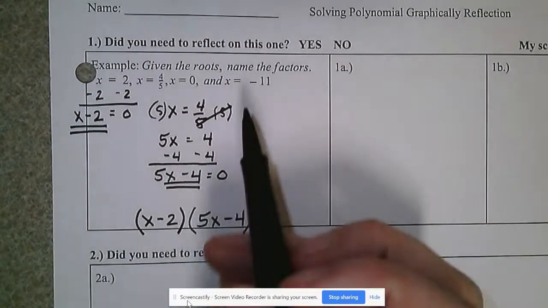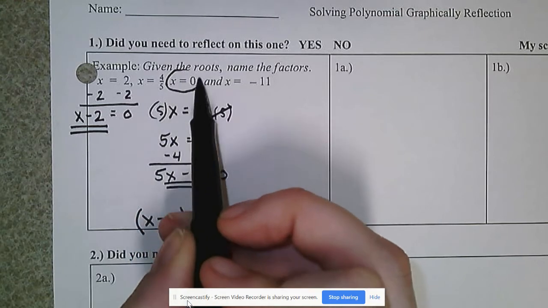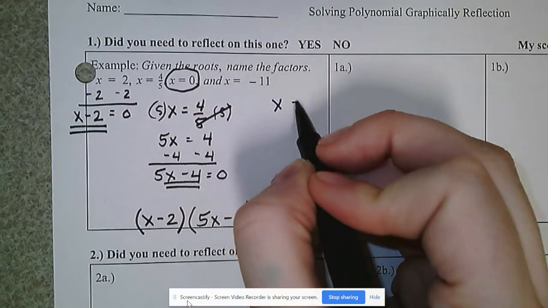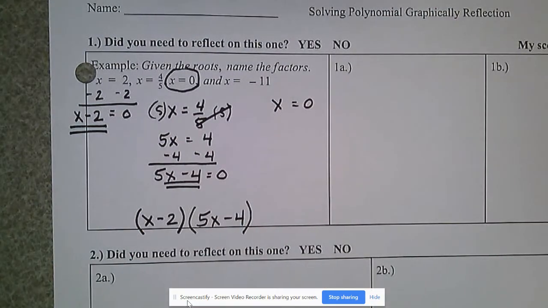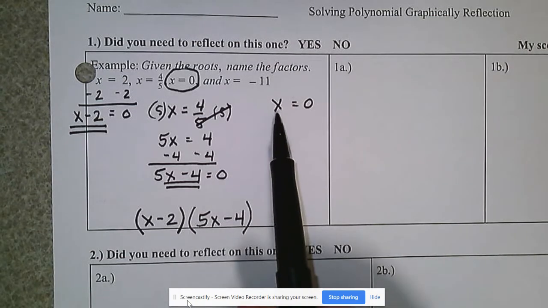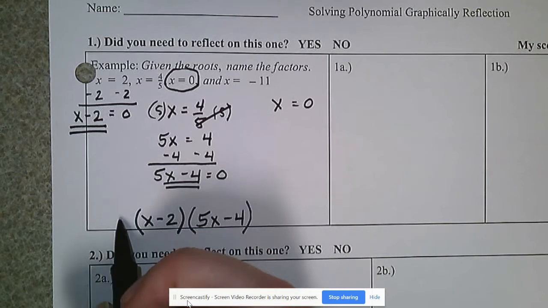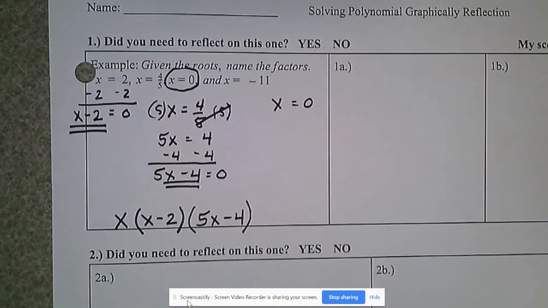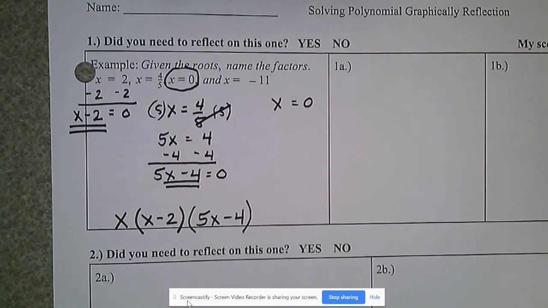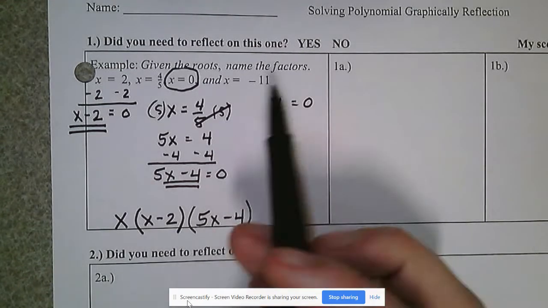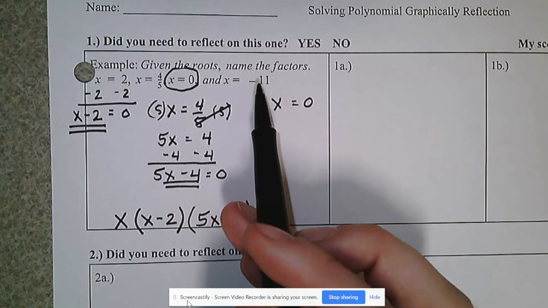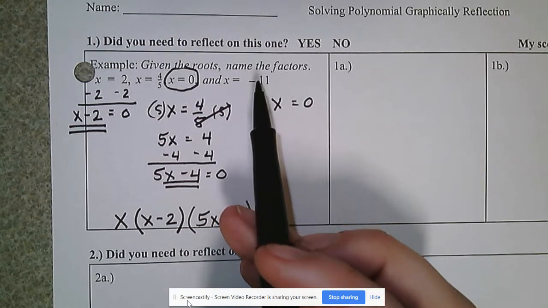Okay, the next one again is a little bit different. I have x equals 0. Well, there's nothing to move because x already equals 0. So this is a factor in and of itself. The only thing that's maybe a little bit different is that typically we put it in the front because otherwise it gets lost with all the other factors. Okay, and then the last one, x equals negative 11.